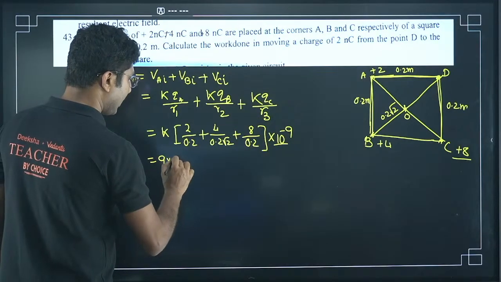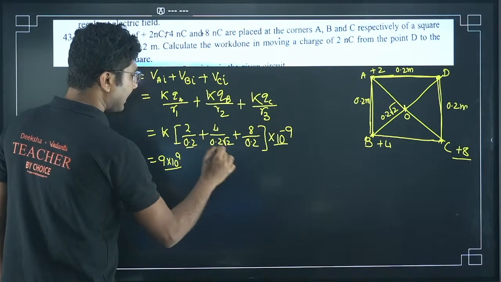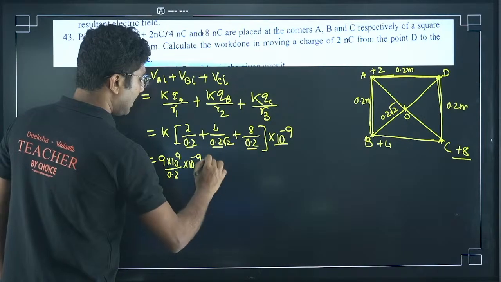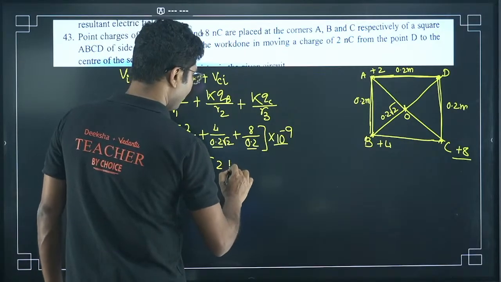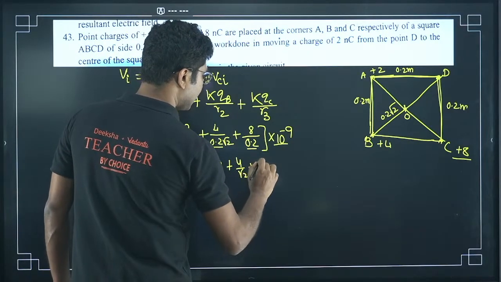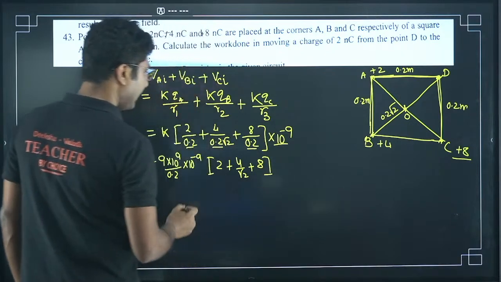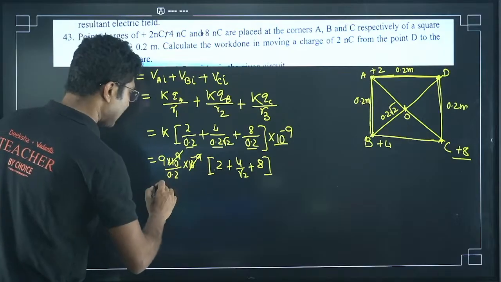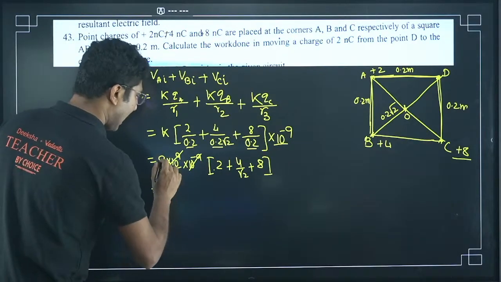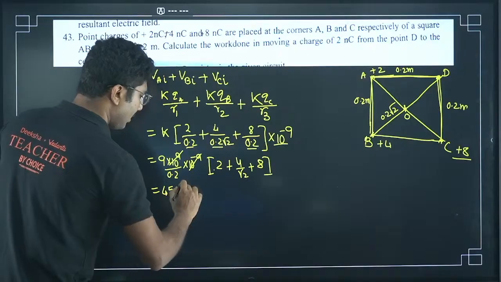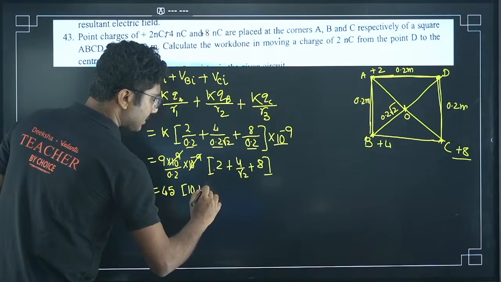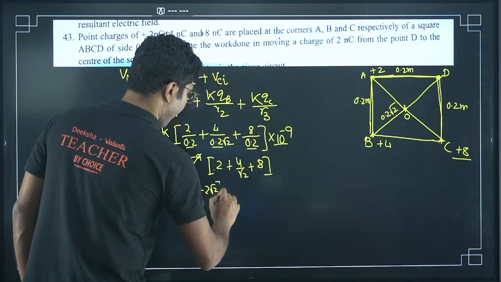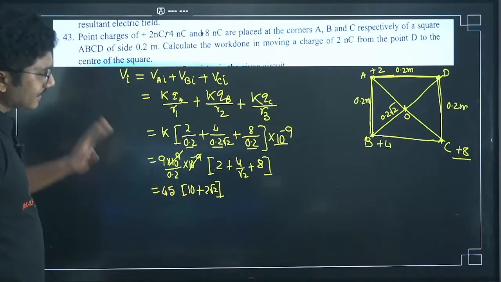Now K is 9 into 10 to the power of 9, and I can take this 0.2 common as well. So division by 0.2, 10 to the power of minus 9. Now let's see what is inside. So we have 2 plus 4 by root 2 plus 8, right? So 2 plus 8 is 10, and we get 10 to the power of 9, 10 to the power of minus 9 cancelled, and it will be 45. 9 by 0.2 is 45 into 10 plus I can write it as 2 root 2, right? Now you can simplify this, no issues.